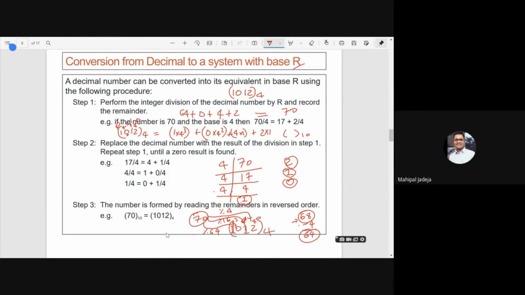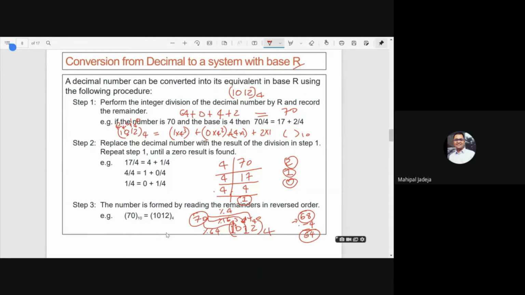But the main idea is all we need to do is consider the base, and repeatedly do this particular division. We need to write down the underlying remainders, and finally we need to write down the remainders in the reverse order, and we will get the required conversion, right?